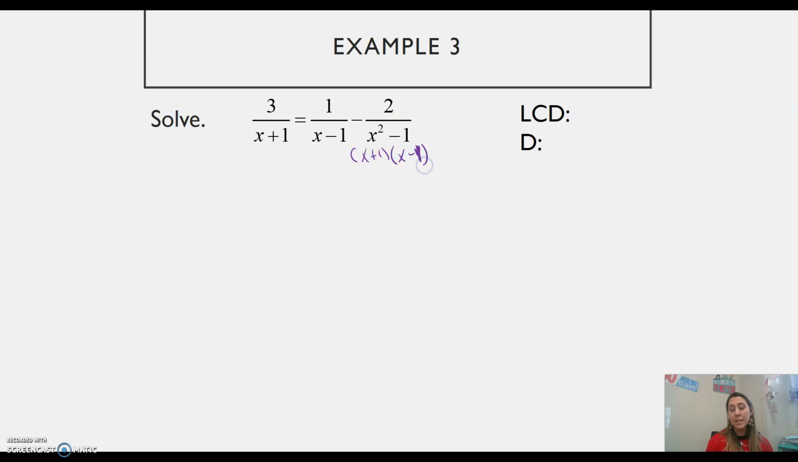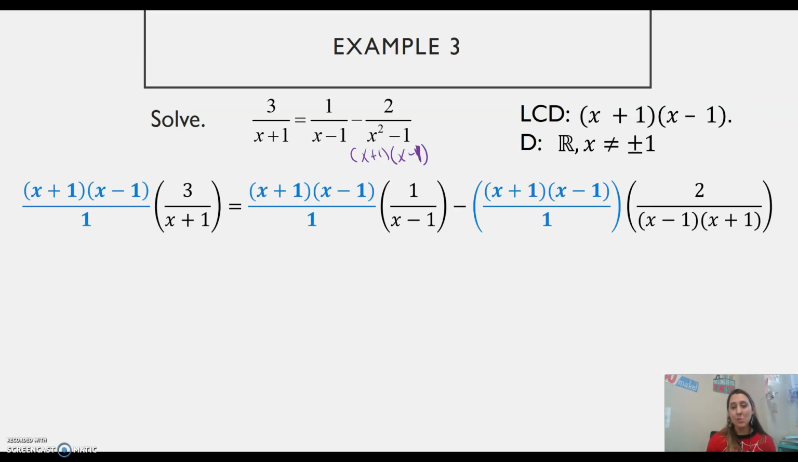That's a 1. And we end up with my LCD is x plus 1 and x minus 1, and my domain is all real numbers such that x cannot equal plus or minus 1. So here's another way that you could see that. All right, so now I'm going to multiply. This is what I was talking about, where you could put everything over 1.